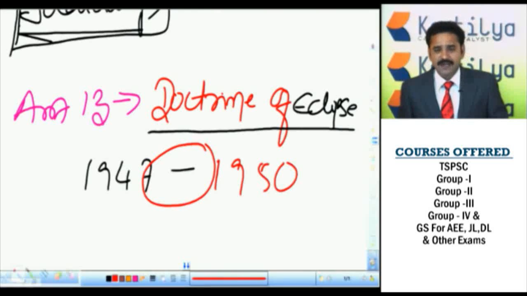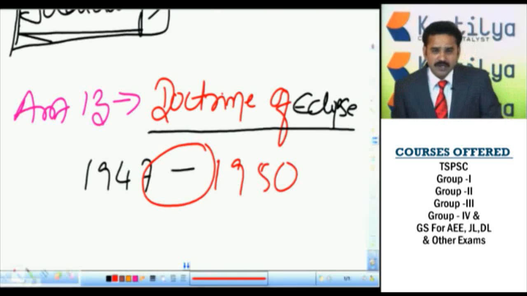That is the doctrine of eclipse, provided only for those laws which are in the nature of being against the fundamental rights. Indirectly, Article 13 empowers the judiciary with judicial review. That is Article 13, doctrine of eclipse. Doctrine of eclipse means whatever pre-constitutional laws are against the fundamental rights, those laws will not be enforceable, will not be implemented, or cease to operate. That is Article 13, doctrine of eclipse.